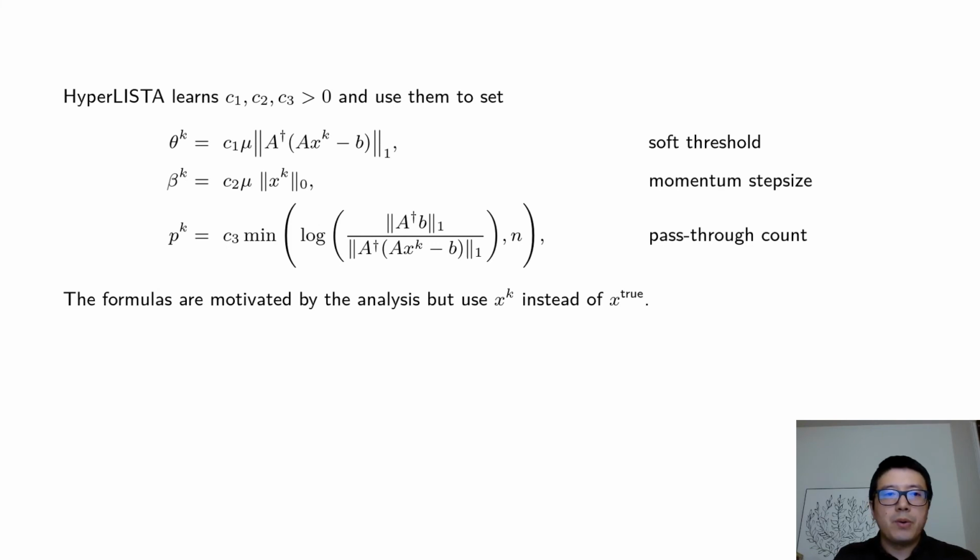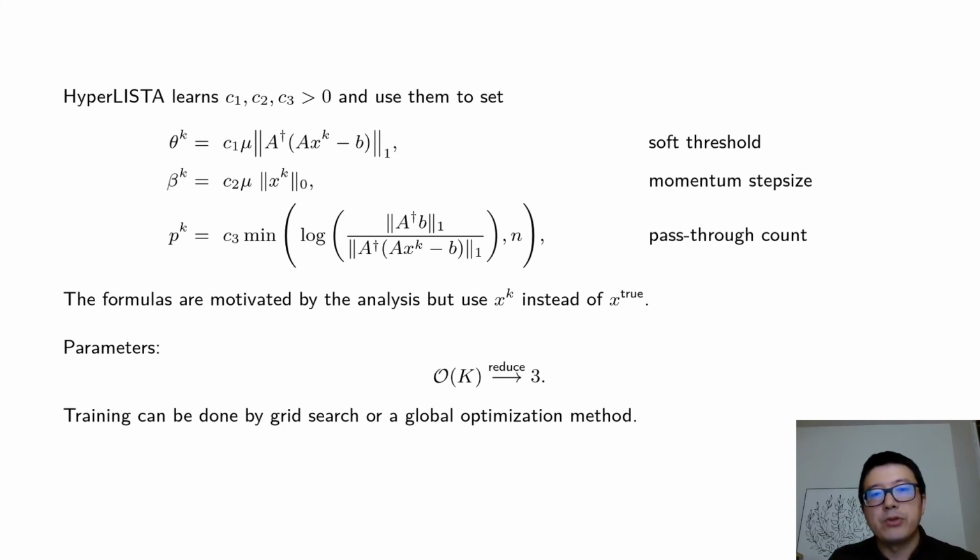So I'll just show you what these formulas look like. This is how we select the soft threshold. It depends on an unknown parameter C1. Mu is mutual coherence and L1 norm of A pseudo inverse times A xk minus B. Well, xk is something you know. It's the output of the previous layer. And beta k depends on this, and pk has a little more complicated formula. The step size is chosen and fixed as 1 in this paper.